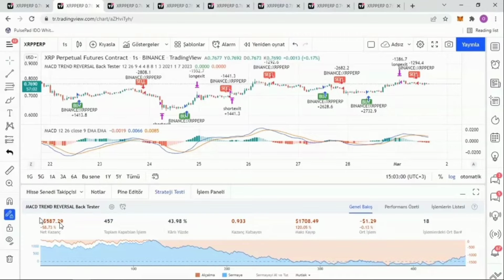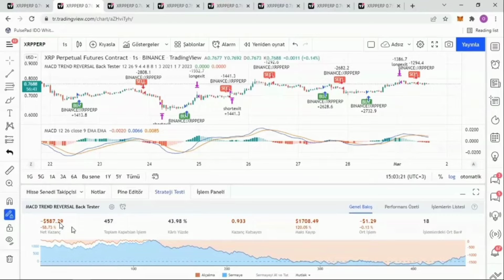The first issue is the number of positions. As you can see, it went down significantly. Only 457 positions were opened. But if we use a 1 to 2 risk and reward ratio, then this success ratio should be enough to make a nice profit.